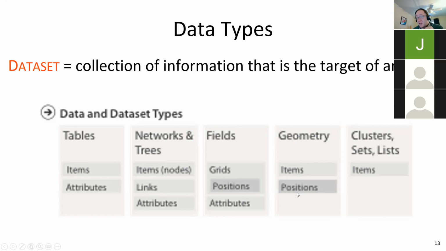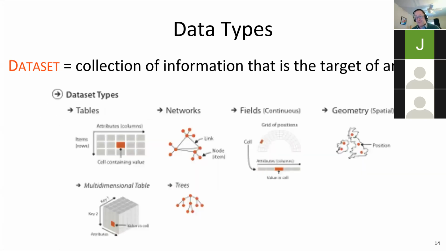Geometry, I have items, positions. Technically, I can throw in attributes. At those items, positions, I can add additional attributes. Clusters and sets, I don't really have attributes. Oh, but I could include them. In fact, attributes keep on popping up every which way.